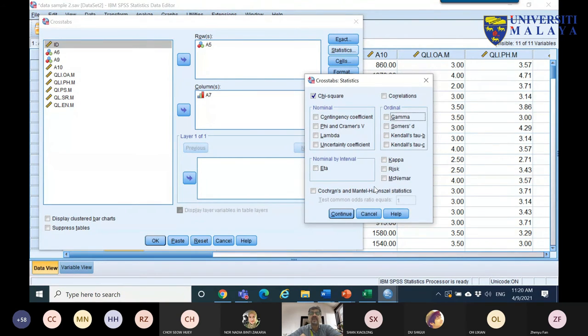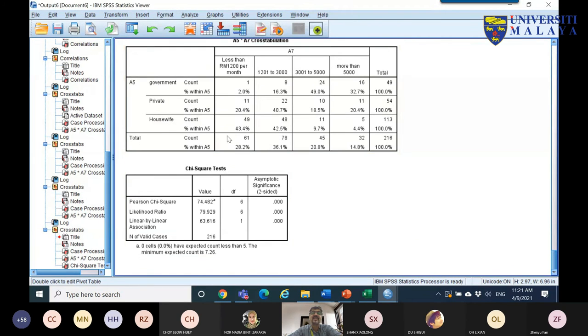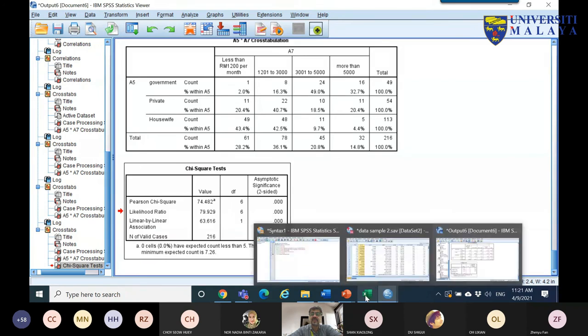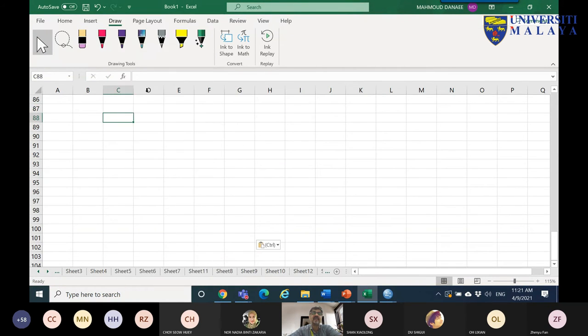I don't want to talk about this one. And Cochran's and Mantel-Haenszel test statistics, we will discuss in the future if we have another workshop. But at this level, we just look at the chi-square test. Run it. So when you look at the chi-square test, as can be seen here, we have a p-value as well, correct? So let me put it into Excel to be able to explain it clearly.